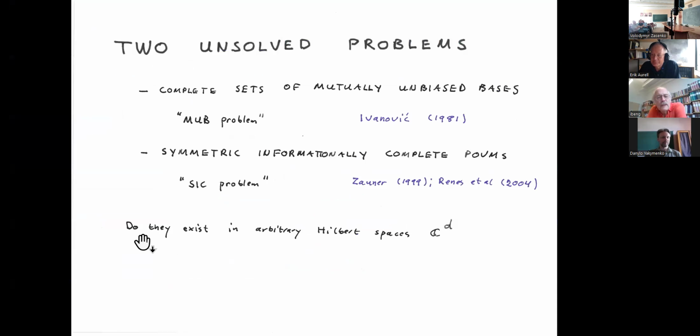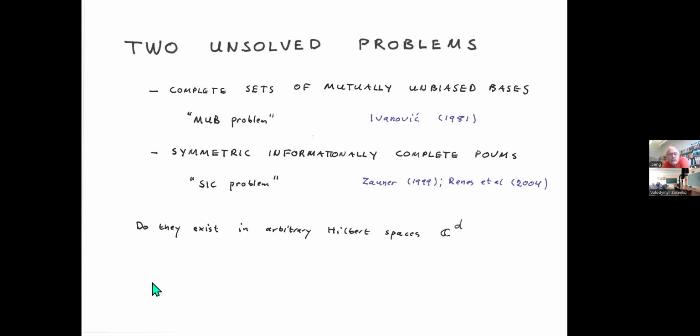Okay, so I will talk about what I call two unsolved problems from quantum information theory. They're mostly known by their acronyms. The first problem is called the problem of finding complete sets of mutually unbiased bases. It's known by the acronym MUB, and it was first raised in 1981 by Ivanovic. The second problem is that of finding symmetric informationally complete POVMs. That's called the SIC problem, first raised by Zauner in 1999 and by Renes et al. a few years later. And the question is whether these things exist. I haven't told you what they are yet, but I will. Whether these things exist in finite dimensional Hilbert spaces of any dimension d.